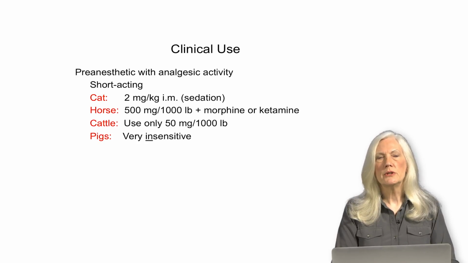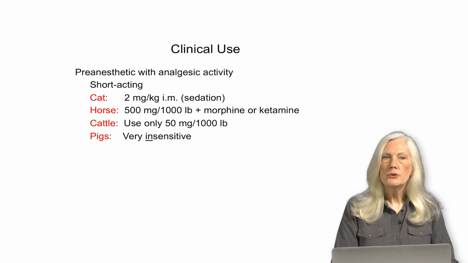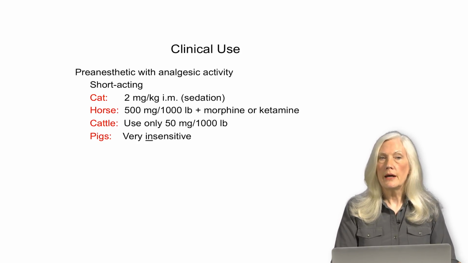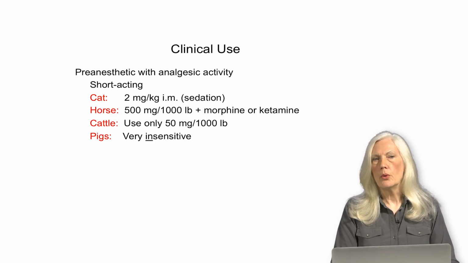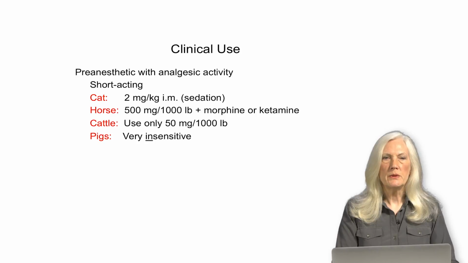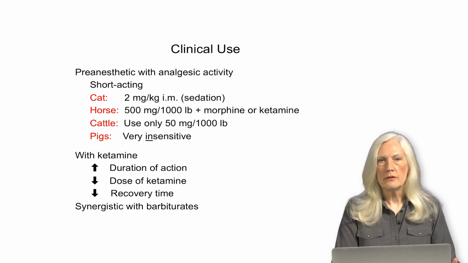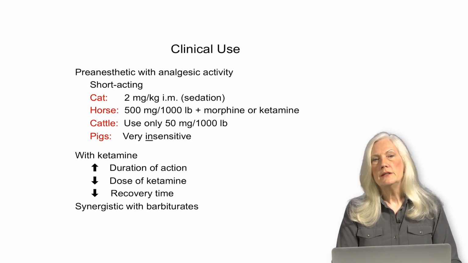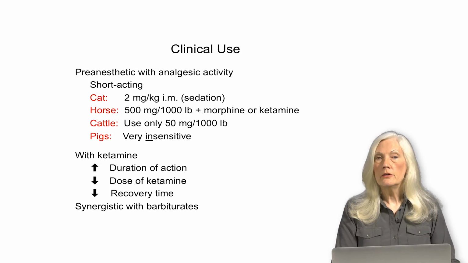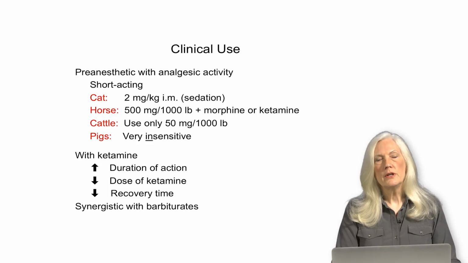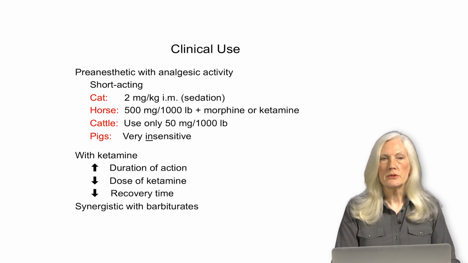Xylazine is also commonly used in large doses prior to the injection of compounds like ketamine or morphine, drugs that have an underlying excitatory component that needs to be antagonized in many species. When given together, xylazines increase the duration of anesthetic action of ketamine in particular, but even barbiturates as well. They decrease the dose of ketamine that's required for anesthesia and decrease the recovery time. They also smooth the induction and recovery from the anesthetic episode.